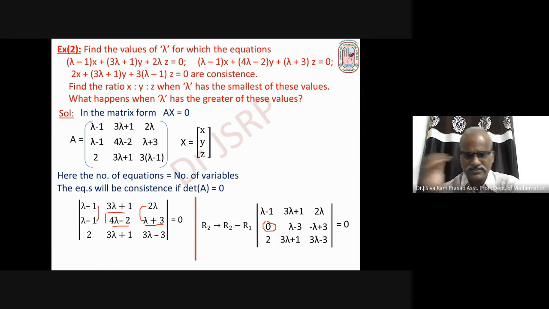Again, observe, is it possible to make 0 in the first column or second row? Observe here, this is lambda minus 3, this is minus lambda plus 3. By adding these two, we get 0 here, so that we make 2 zeros in a row. So what is the transformation? This is column 2, this is column 3. So C2 goes to C2 plus C3.